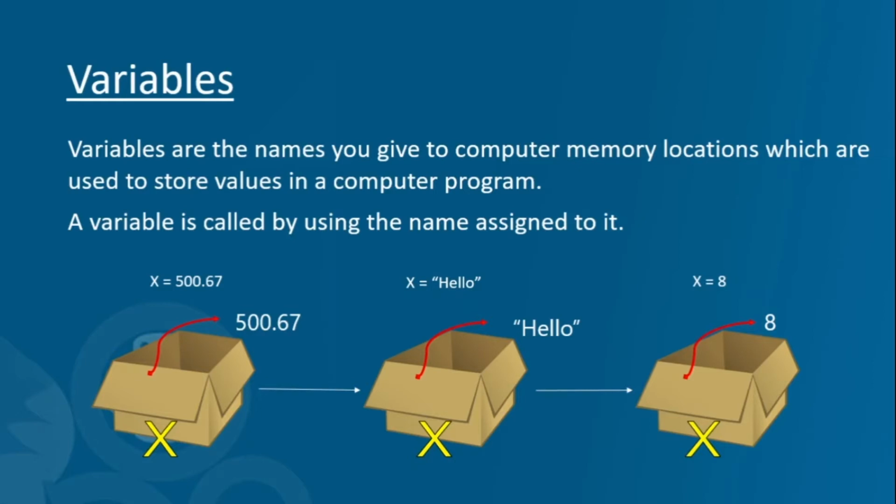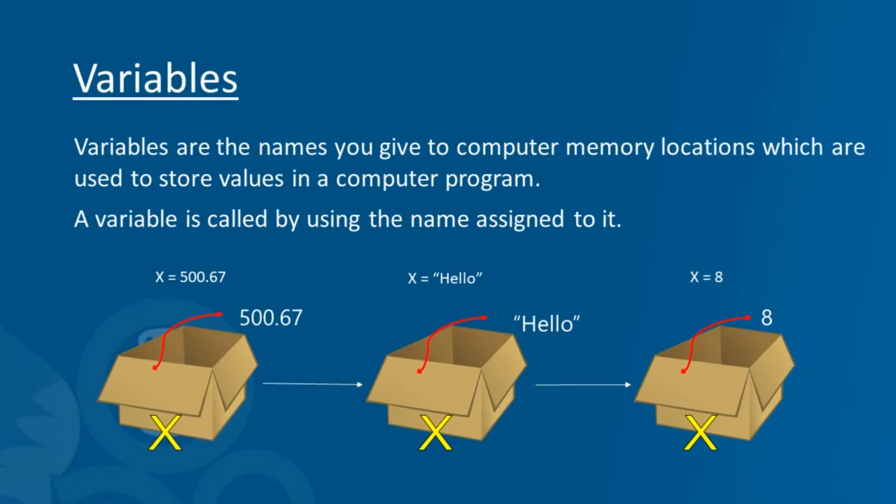So let's say this box represents the computer's memory location, and it has a name x. We can put 500.67 in that box. It's like putting 500.67 in that memory location. And you can also put hello. Like you can change the value in that location. You can make it hello, or you can make it 8 also. You can change it to anything at a later point.